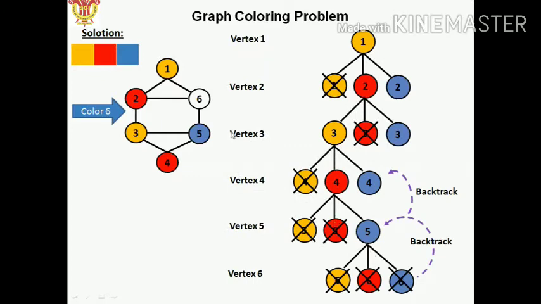Now let's see, to fill this 6, the adjacent nodes to this 6 are 5, 2 and 1. So what will happen if I use this orange color? There will be a conflict here. If I use red color, again there is going to be a conflict. If I use this blue color, it is going to be a conflict here.